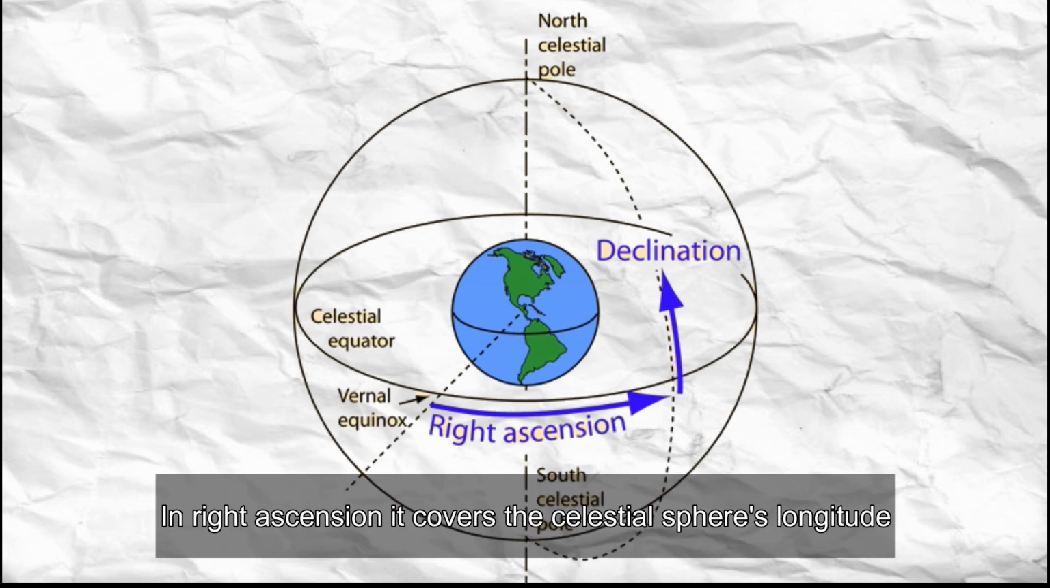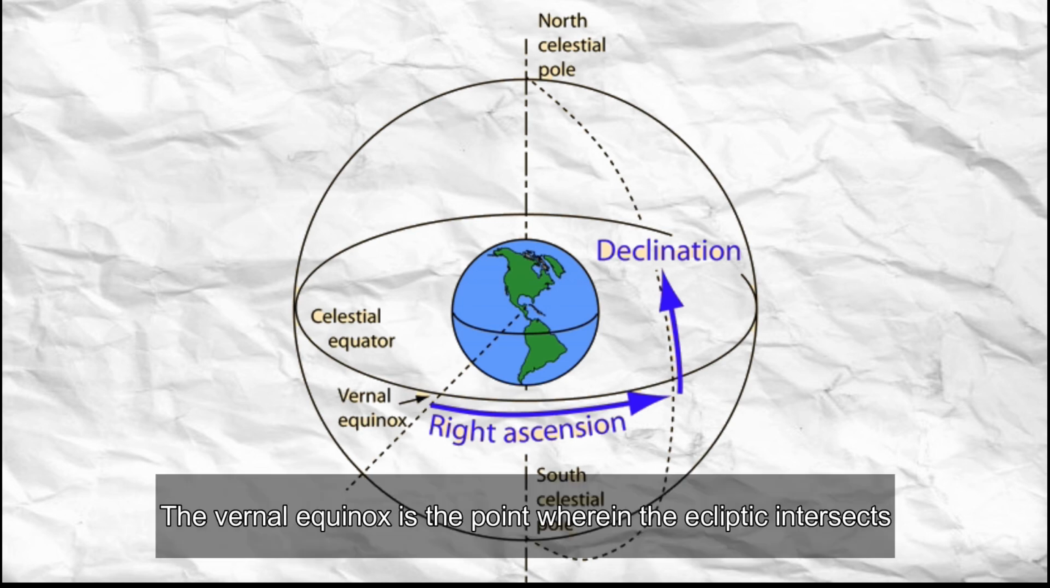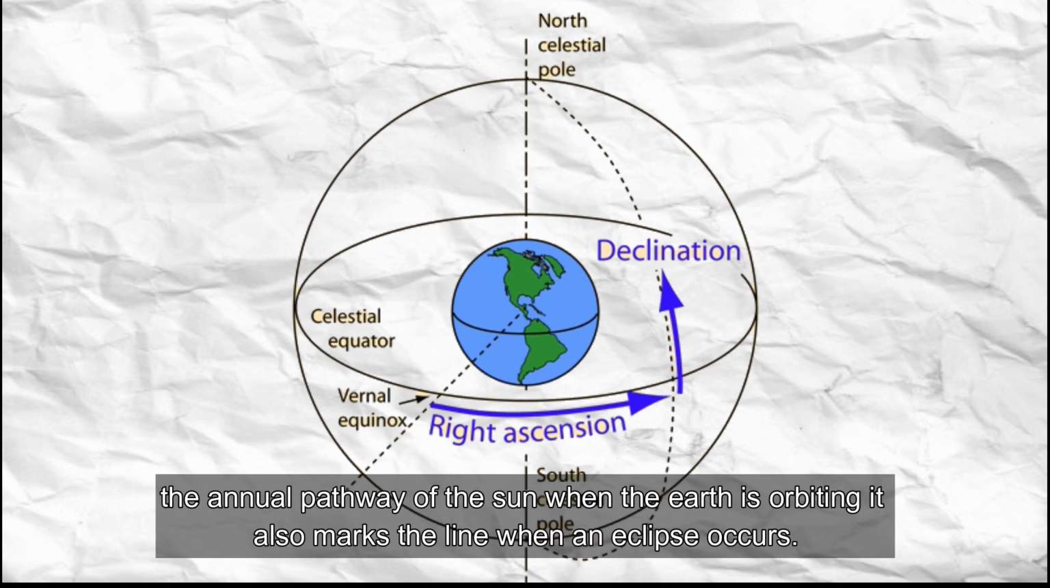The right ascension covers the celestial sphere's longitude and is measured in hours eastward along the celestial equator from the vernal equinox. The vernal equinox is the point wherein the ecliptic intersects the celestial equator, while the ecliptic serves as the annual pathway of the sun as the Earth is orbiting. It also marks the line when an eclipse occurs.